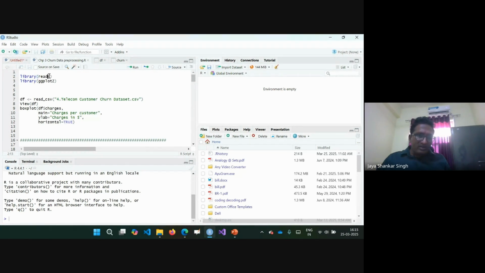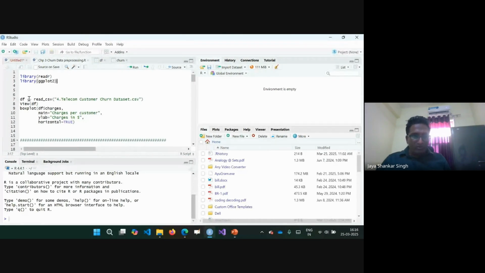What are packages? Packages are collections of functions and some data sets. So what is happening here? The reader package and ggplot2 package are actually collections of a lot of functions. They give us a lot of functionality. Because I'm loading these packages in this particular program, now I have access to all those functions. If I'm not loading them using the library function, I will not have access to those functions.